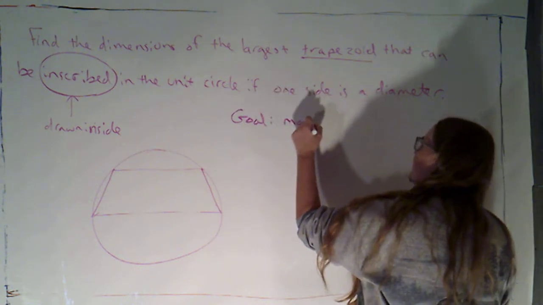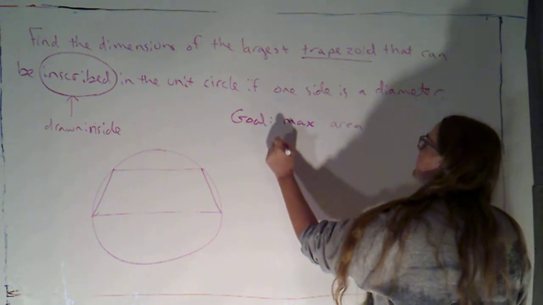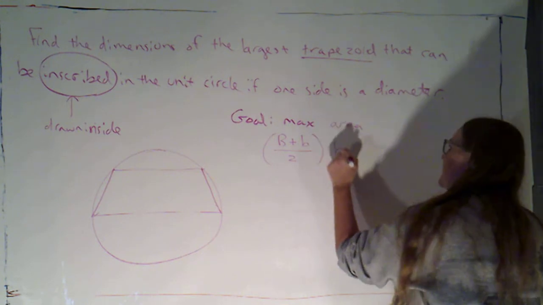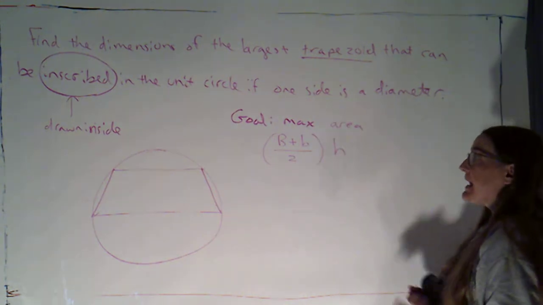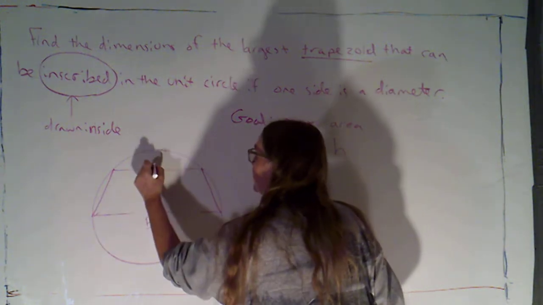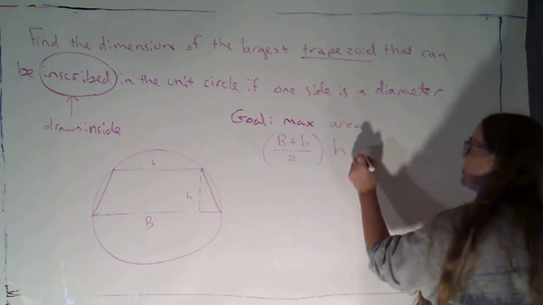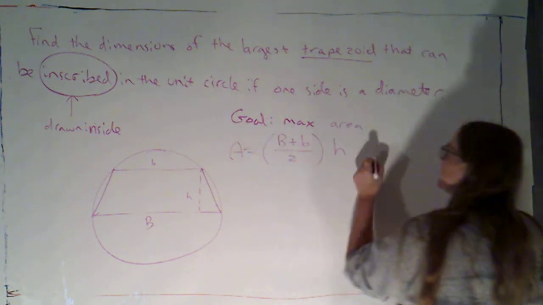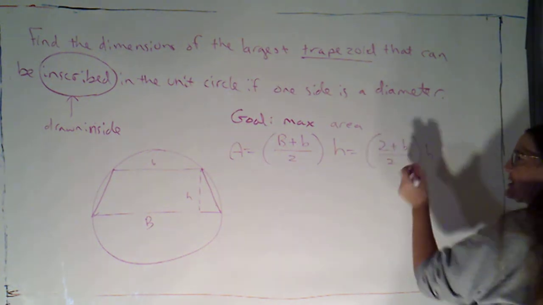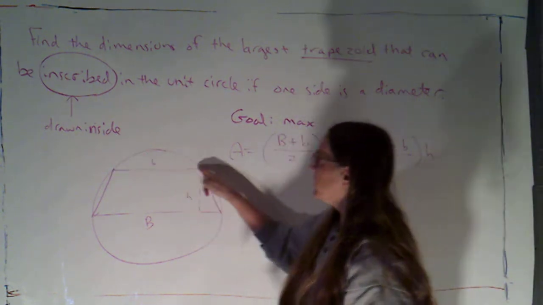I want to maximize the area, and the area is just the average base times the height. Okay. And because we've said that the big base, so I'm going to have a big base here, little base here, and a height here. The big base is definitely going to be 2. My area is just going to be 2 plus the little base over 2 times the height. So we're basically trying to find the height and the little base here.